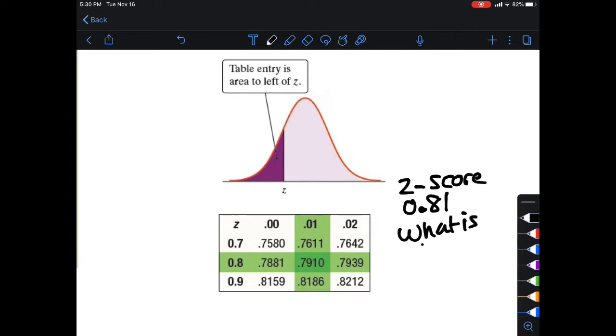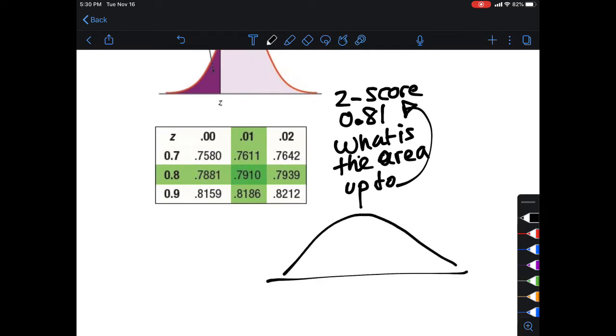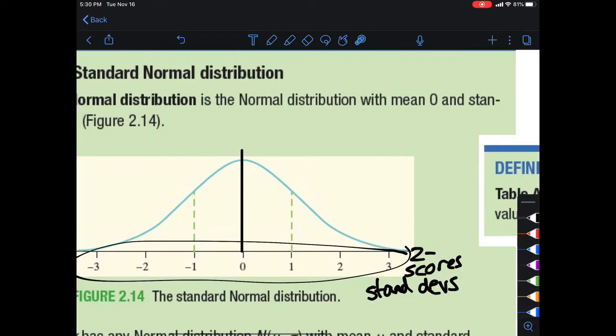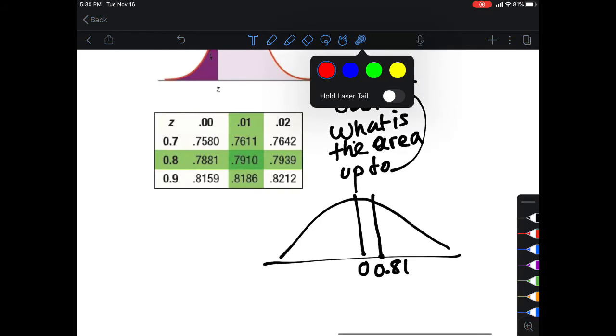What is the area up to that z-score? So let's think here. This is the center, 0. 0.81 is kind of here somewhere. Not quite 1 standard deviation away. It's an arbitrary 0.81 standard deviations away. It's not an exact 1. It's not perfect like this, 1 standard deviation away, okay? So it's 0.81 standard deviations away.